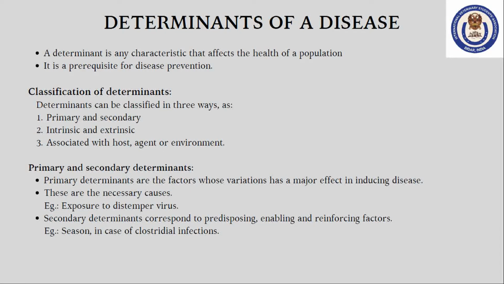Secondary determinants correspond to predisposing, enabling and reinforcing factors. Like, these are the determinants which indirectly influence or facilitate the occurrence of a disease. Like, the season is secondary determinant in clostridial infection, and notably the monsoon season helps in the widespread of clostridial infections.